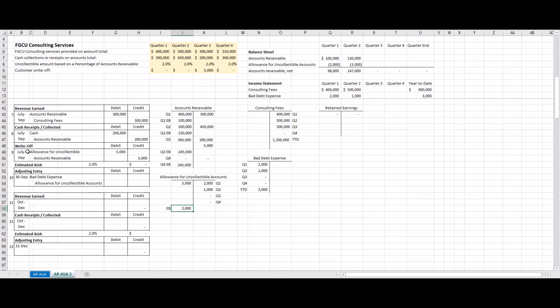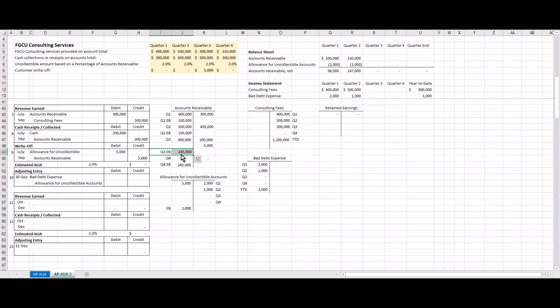After journalizing and posting the revenue, the cash receipts, and the customer write-off, the balance in accounts receivable was $245,000. We had the quarter two ending balance of $150,000. We added the $300,000 in revenues. We subtracted the $200,000 in cash receipts and the $5,000 in charge-offs. That's how we got that $245,000.